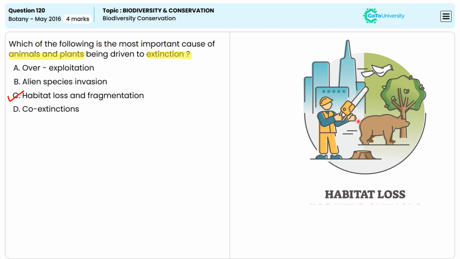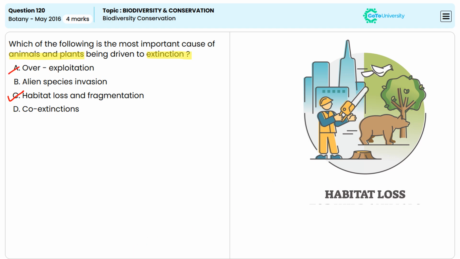So, when the natural habitats are destroyed or divided into smaller, isolated patches, it severely impacts the survival of species, disrupting the ecosystems and reducing biodiversity. So, the answer is option C.